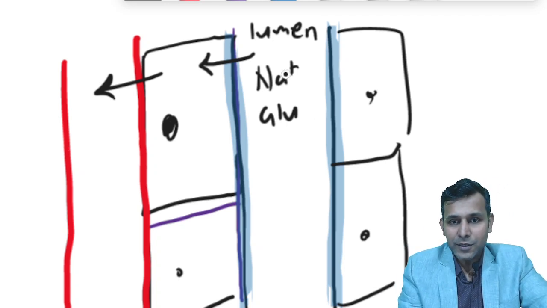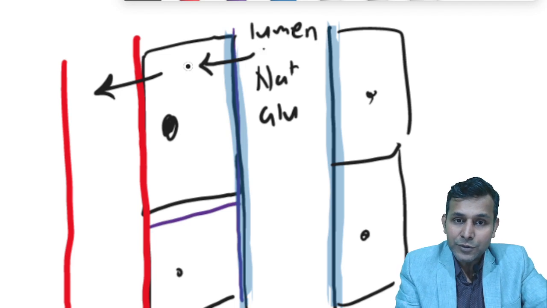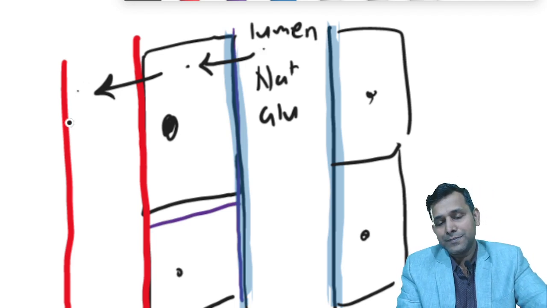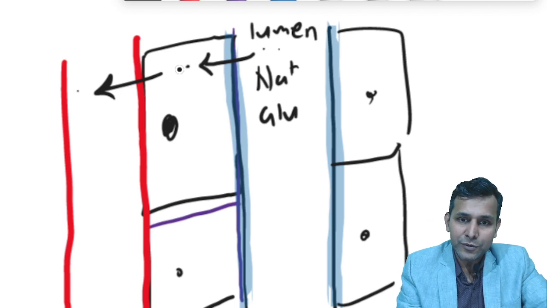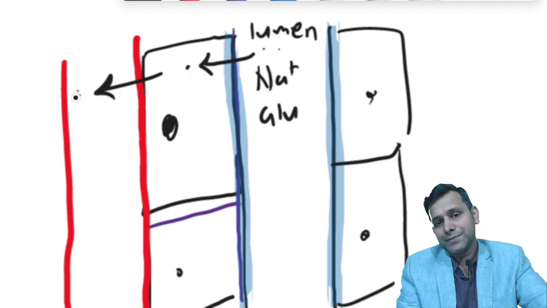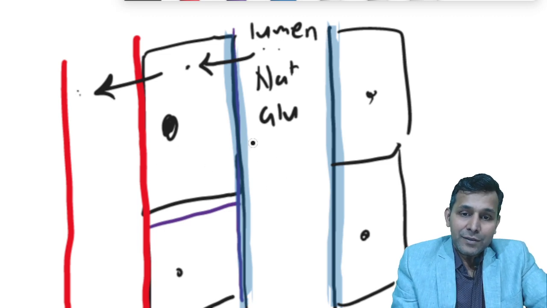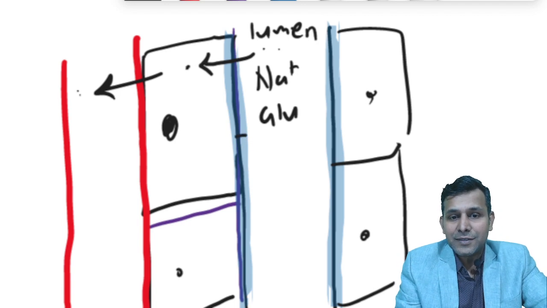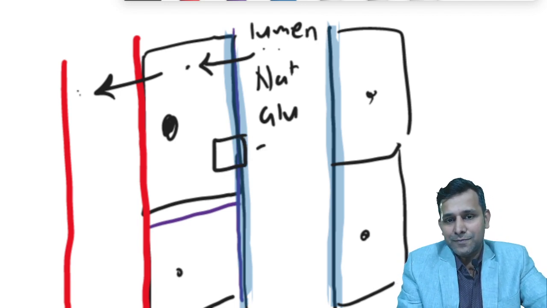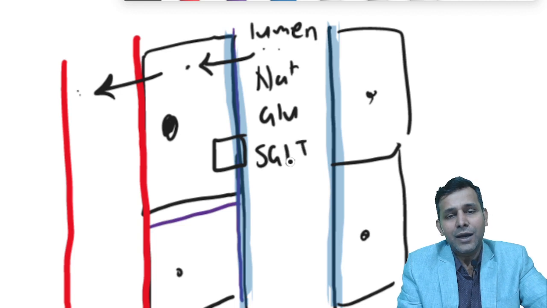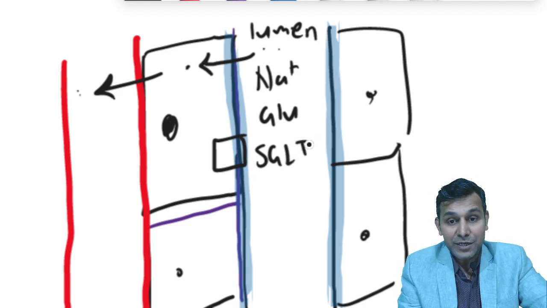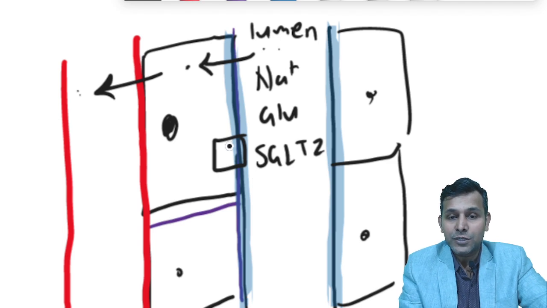So glucose is moving from lumen to cell and cell to blood. Sodium also moves from lumen to cell and cell to blood. How does this happen? On the apical membrane, that is this side, we have SGLT. We have SGLT2 present on the apical membrane side, which transports the sodium and glucose from lumen to cell.